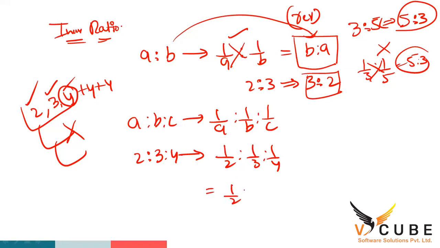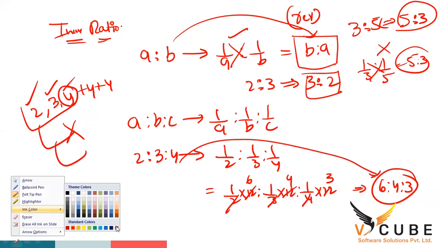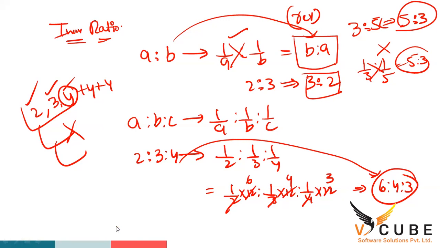So 1 by 2 into 12 is to 1 by 3 into 12 is to 1 by 4 into 12. Let me calculate, guys. 2 6s are 12, 3 4s are 12, 4 3s are 12. So the answer is 6 is to 4 is to 3. So 2 is to 3 is to 4, the inverse ratio is how much, guys? 6 is to 4 is to 3.